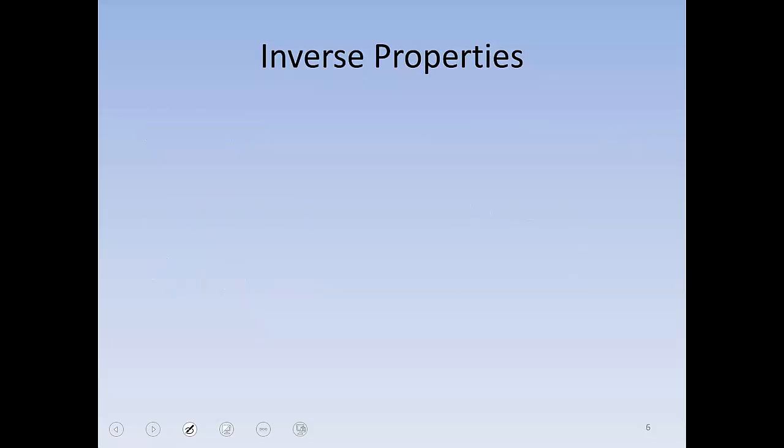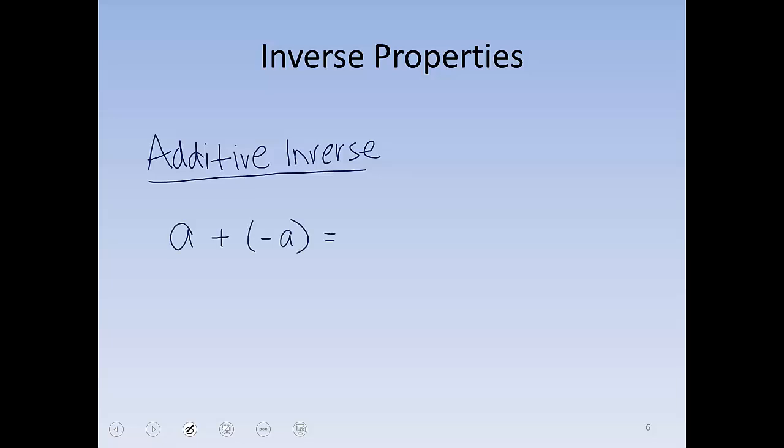Next one are called the inverse properties, and once again we have an addition and a multiplication example. The first one's called our additive inverse. Our additive inverse says, what can I add that's an inverse that gives me what we used in our identity? In this case it's the opposite. So it's A plus negative A will give me 0.